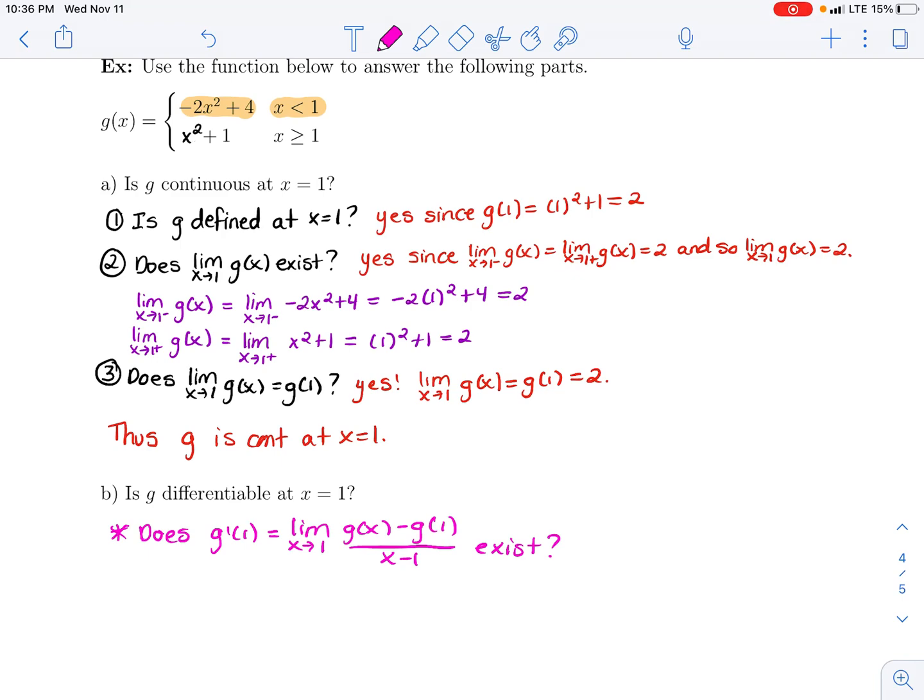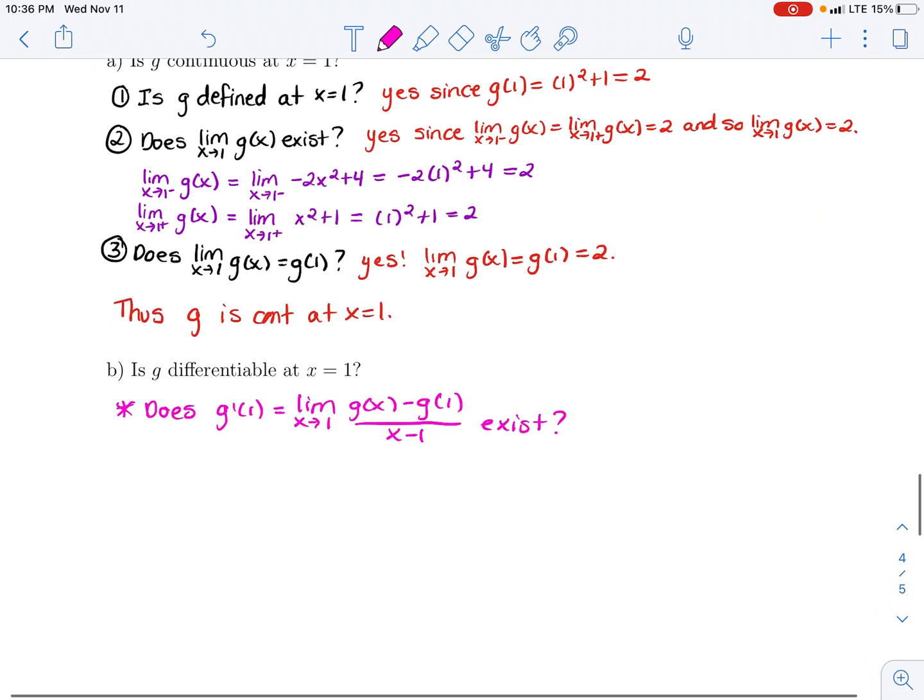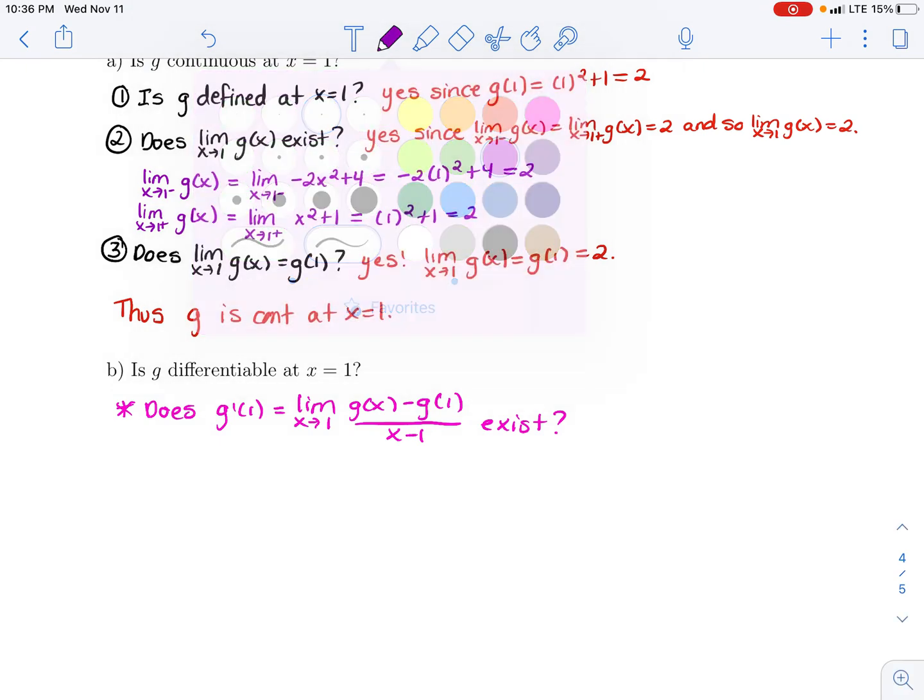Well, we need to consider the left-handed limit and the right-handed limit, right? Because at x equals 1, I switch functions. When x is less than 1, I have negative 2x squared plus 4, and when x is greater than or equal to 1, I have x squared plus 1. And so we need to consider the left-hand and right-handed limits.